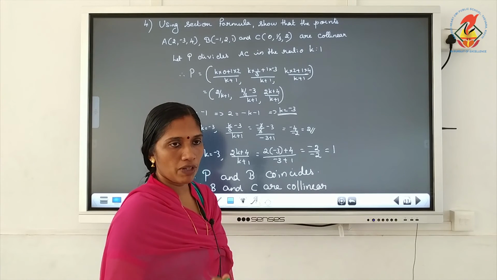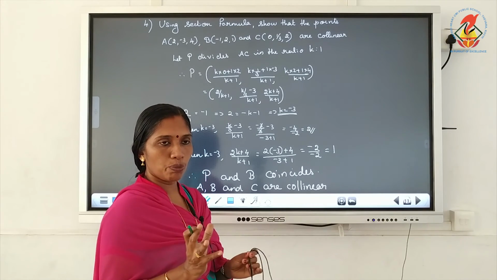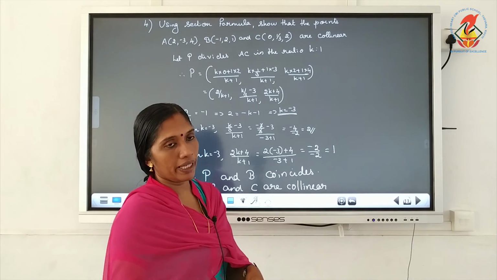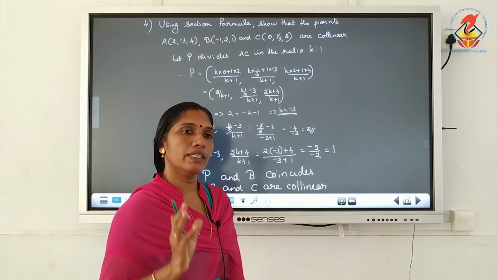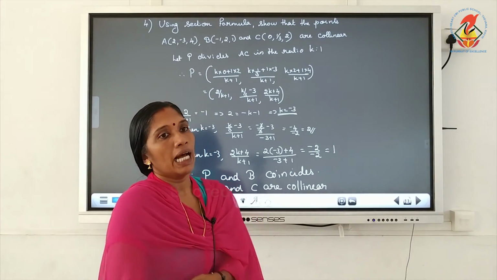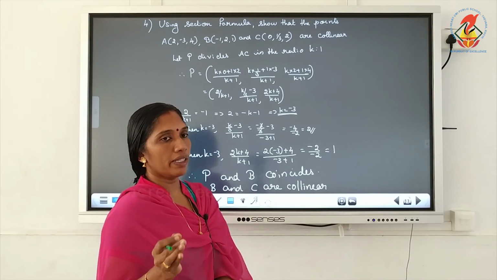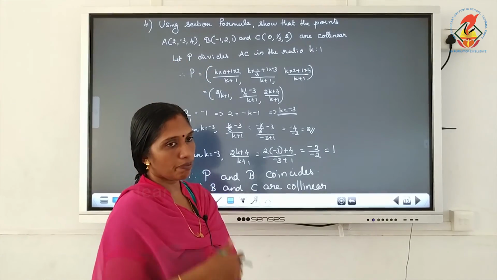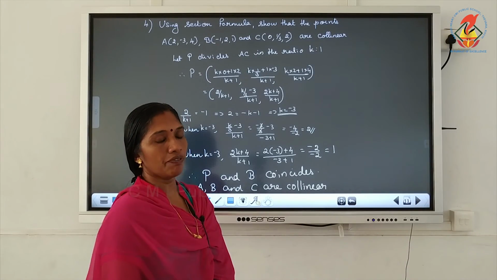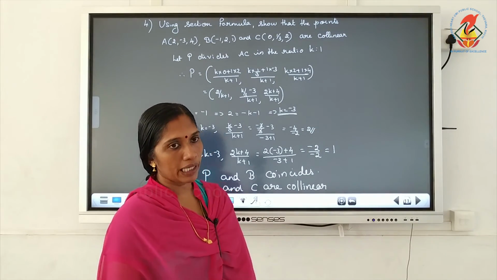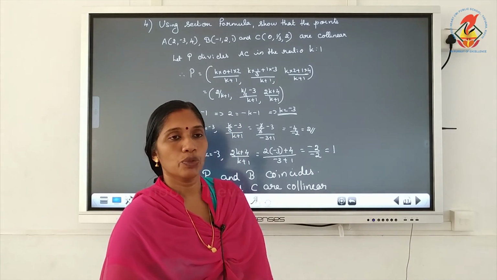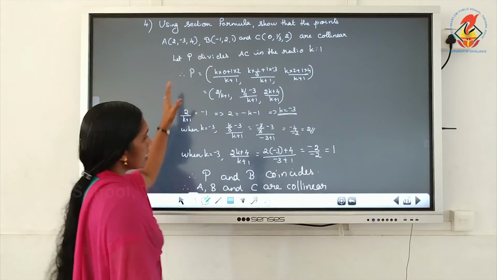This is a method to prove collinearity using section formula. So 3 points will be given. You have to take any 2 points and take P. P divides those 2 points in the ratio k is to 1. Then equate any coordinate of P to the corresponding coordinate of B. From that you will get the k value. Then compare the other 2 coordinates also. Here this is one method.